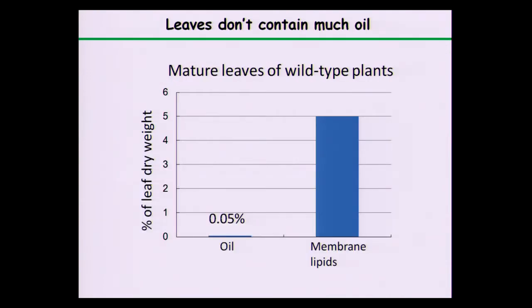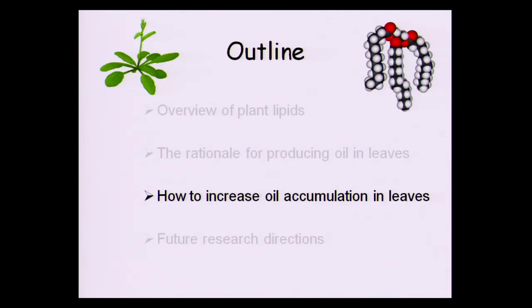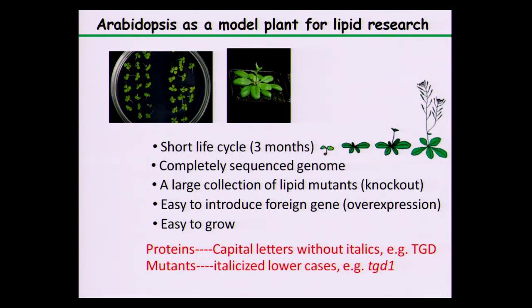In fact, if we use GC-MS or other machines, the oil content in a wild-type plant here is normally lower than 0.05% by dry weight. Most of the lipids in the leaf tissue are membrane lipids, constituting components of the photosynthetic membrane and other membranes. In the next part of the talk, I will try to describe the genetic strategy we use to increase oil accumulation in leaves.